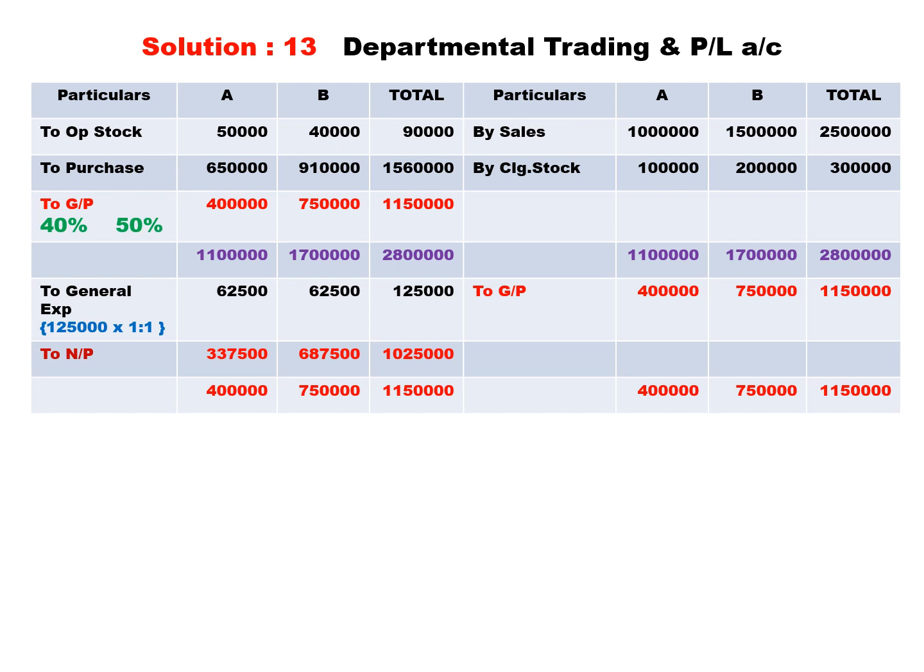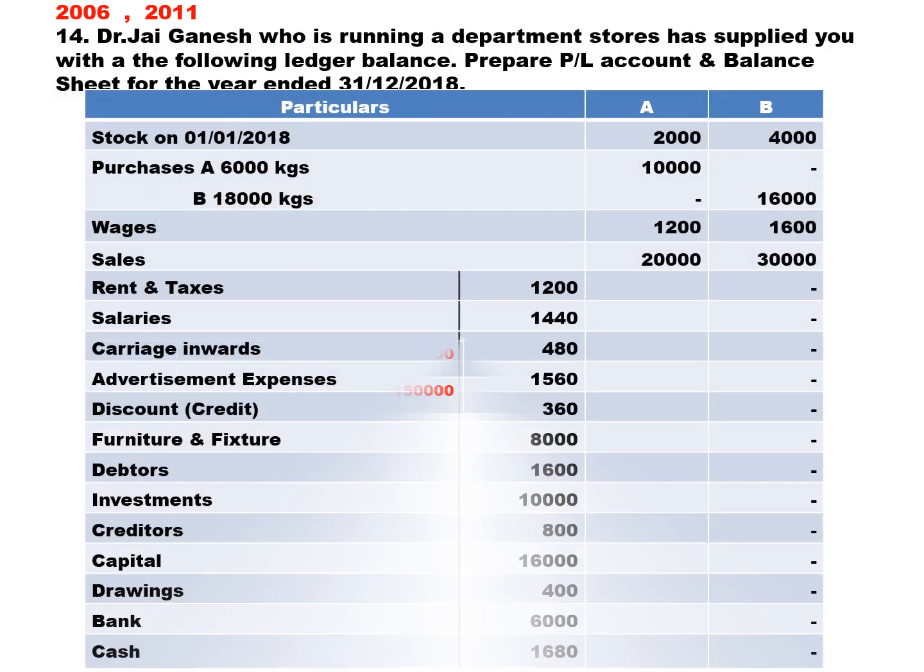So A gets a net profit of 3,37,500. Similarly, B also gets a net profit of 6,87,500. Okay, let us look into question number 14. So students, let us work out the 14th problem today.